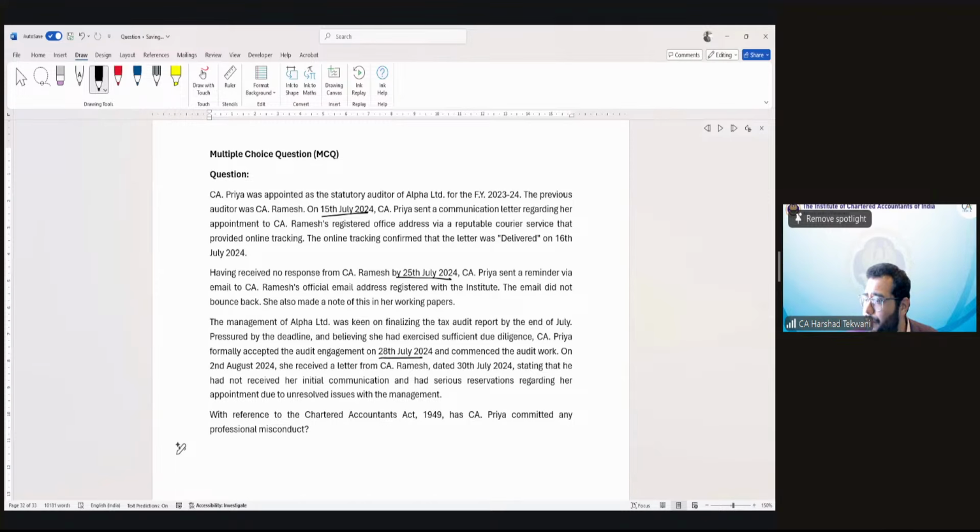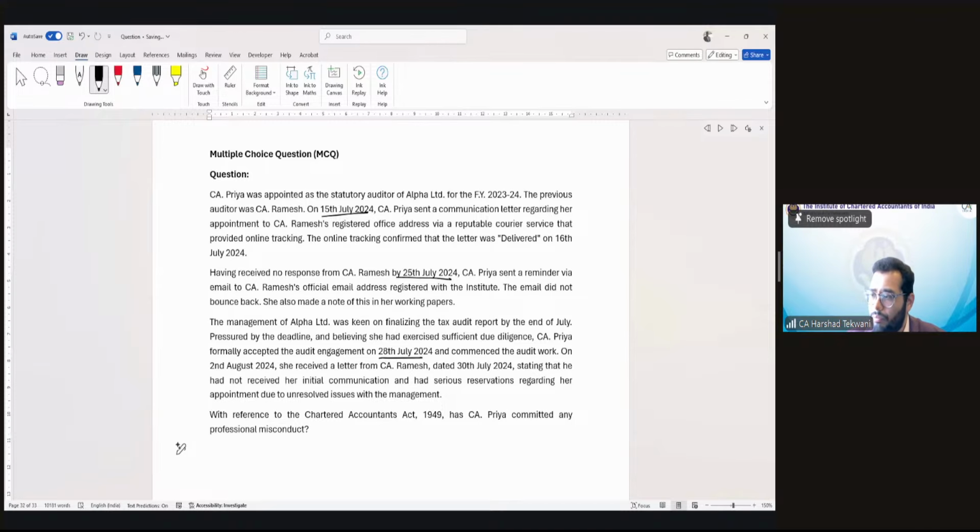Any doubt? Sir, I have one clarity on this. Actually, that CA Priya sent via courier. In our notes and the module, it's given only the positive evidence of delivery: communication by the letter sent by registered post, acknowledgement due, point number one. Point number two is by hand with written acknowledgement received, and also via email address, the registered address of the institute or the last known email address via their website.